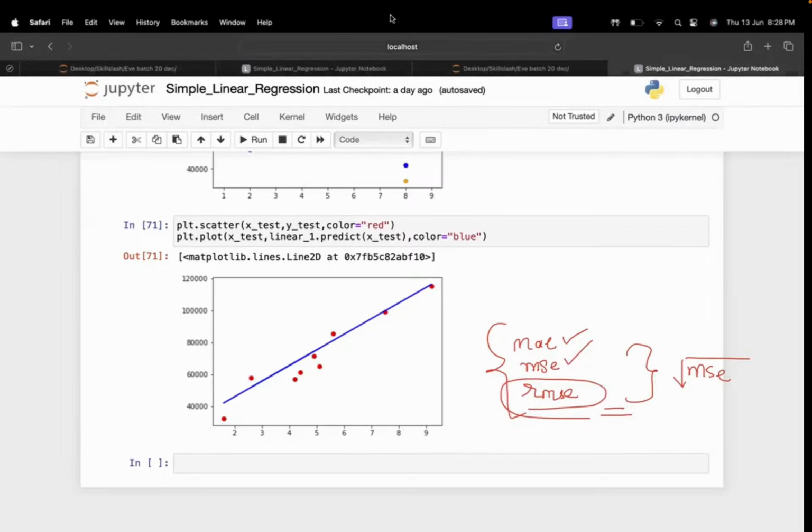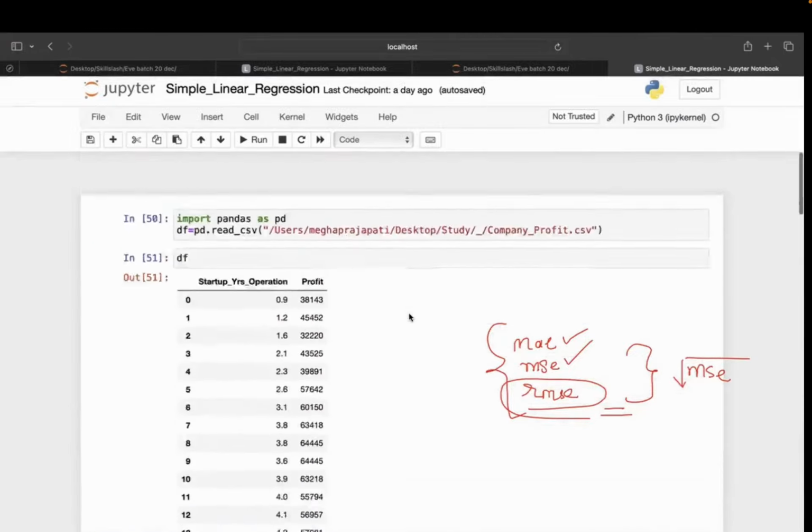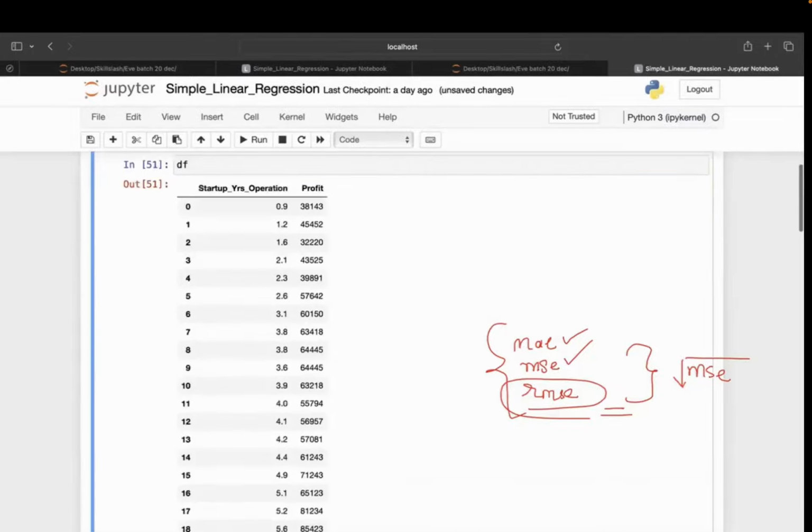So I'm importing the library here, which is the metrics module, if you remember, from sklearn.metrics. That is helping me here again to find the errors. Okay, just a minute, let me rerun all the cells.